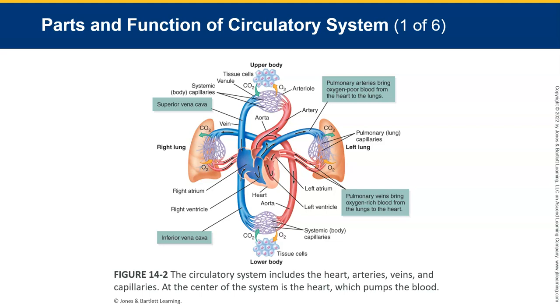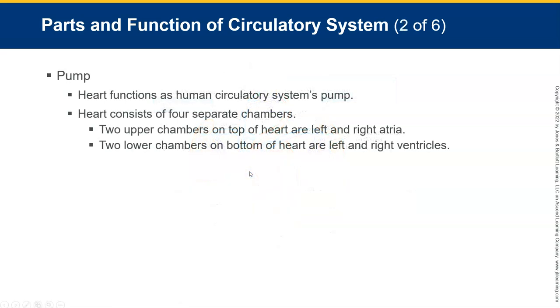Now, the circulatory system. So when we're talking about the heart, the arteries, the veins, the capillaries, all of that. At the center of the system is the heart, which pumps the blood. That's what we've talked about before, would be the pump. Obviously, these are the pipes, and then everything that flows through there will be our blood. So the pump functions as a human circulatory system's pump. We've mentioned this before, I believe, when we did the anatomy and physiology portion.